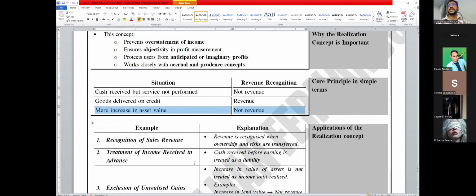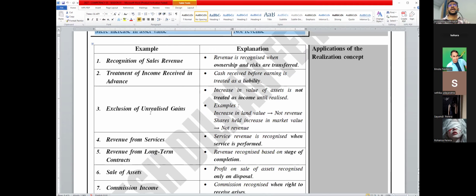Let's move to the final stage of the lesson. Examples. Recognition of sales revenue: revenue is recognized when the ownership and the risk are transferred. Treatment of income received in advance: cash received before earning is treated as a liability. Next, exclusion of unrealized gains: an increase in value of assets is not treated as income until it is realized.